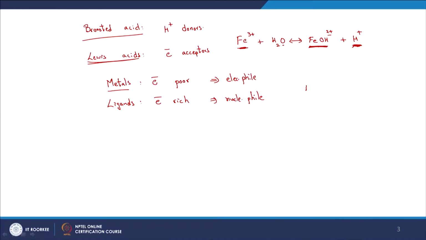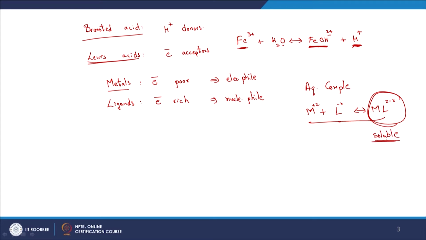So, your aqueous complex: you need a metal and a ligand, electron poor and electron rich, and you will end up forming a complex, let us say plus Z and minus X charge. I am just going to say, as a generic term, the charge is Z minus X, right. And in general your aqueous complexes are relatively more soluble. Keep that in mind because we are going to look at that later on.